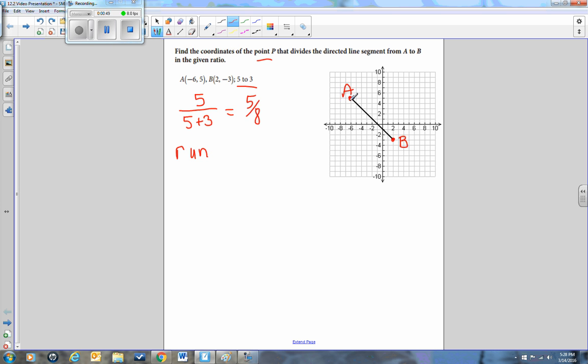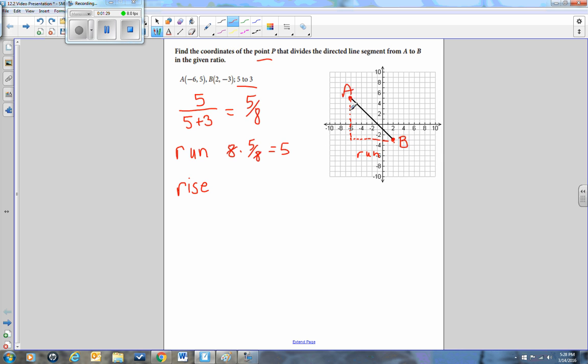Our run and our rise, we need both of those to calculate where to put this point P. I put little dots and move along, and I notice that my run from A to B goes from -6 over to 2. That's a run of 8 spaces, and I want to go 5/8 that distance, so I do times 5/8. 8 and 8 cancel, and the answer for the run is 5.